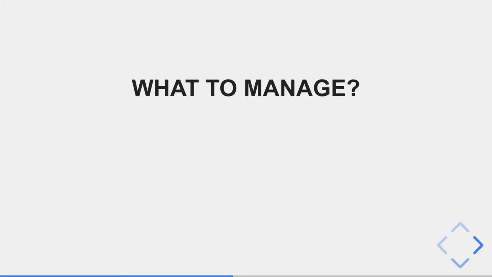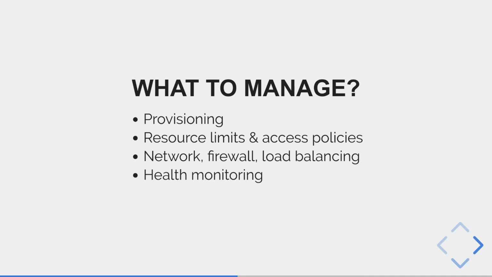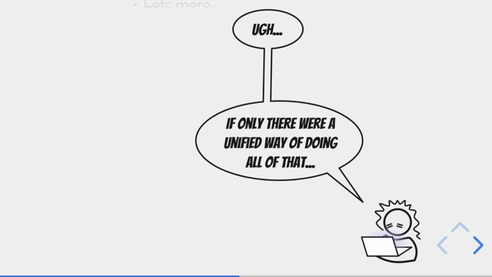And half the reason why is there's just so much to manage. Provisioning, resource limits and access policies, network, firewall, load balancing rules, health monitoring, because we want to make sure that if one part of our application goes down, there's some immediate remediation so that we can actually sleep at night, and tons more other stuff that we just haven't had the ability to wrap our heads around. And because operations teams today are so small, managing all of these things as an individual or a small team becomes a very, very difficult task.